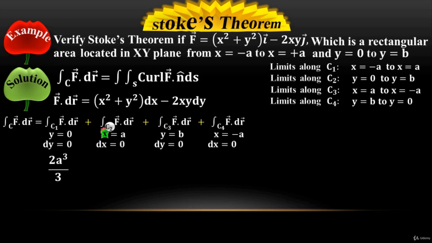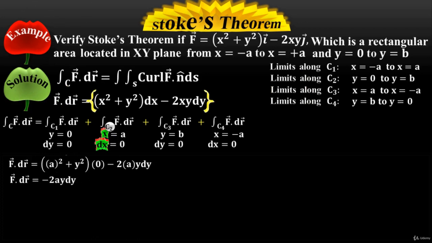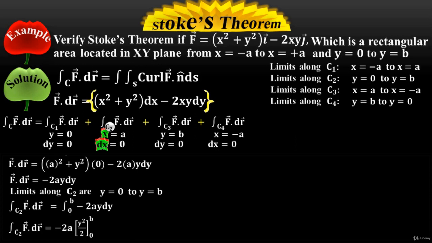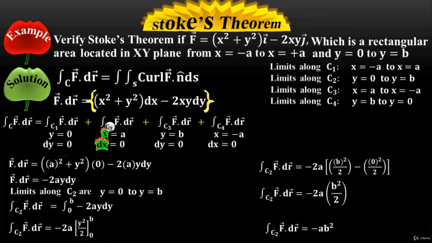Now take C2, where x equals a and dx equals 0. Substitute x equals a and dx equals 0 in this equation to finally have minus 2ay dy. Limits along C2 are y equals 0 to y equals b. Take integration on both sides, where the integration of vector F dot dr here is the integration along C2, and take the integration of this term with limits from 0 to b. Integration of 2ay with respect to y is 2a y squared over 2. Put in the limits to finally have minus a times b squared. This is the final value for C2. Just put minus a times b squared under C2 here.